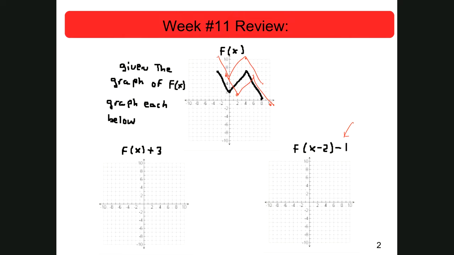So when you're shifting a graph around, the numbers inside the parentheses and on the outside, they all do something. If you have a negative in front, it's going to flip it upside down. So that's what we talked about last week, the transformations of graphs.